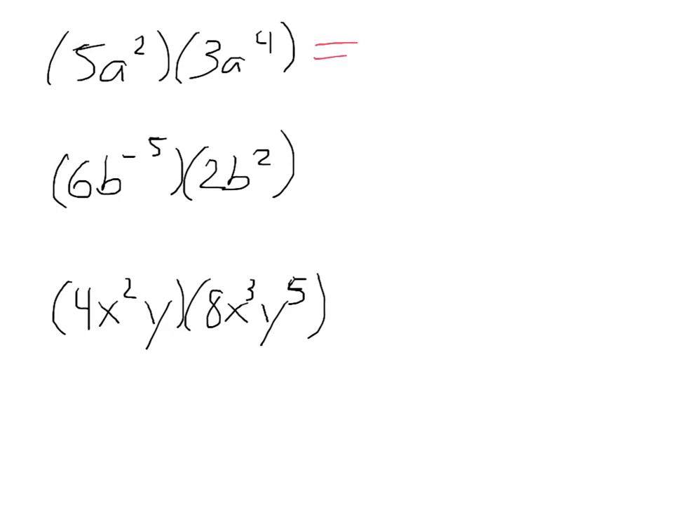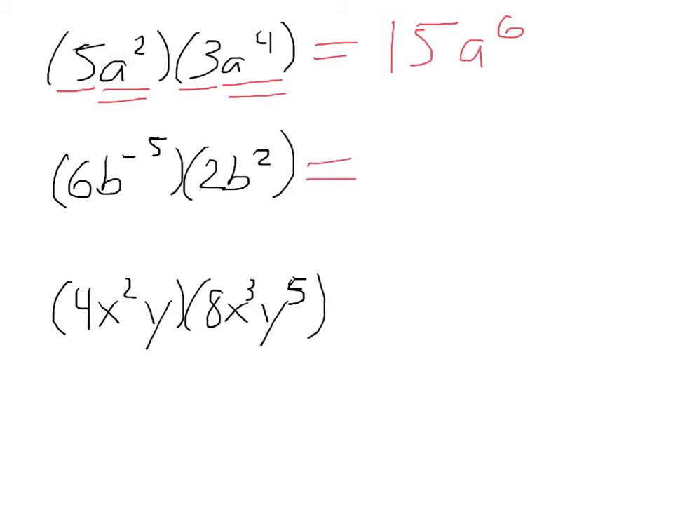5a squared times 3a to the fourth. 5 times 3, well, that's 15. A squared times a to the fourth, that's a to the sixth. How many of you got that right? Oh, made you raise your hand. But yes, it's 15a to the sixth. All right, here we go.